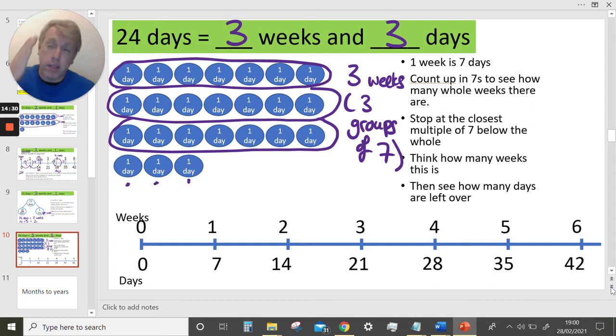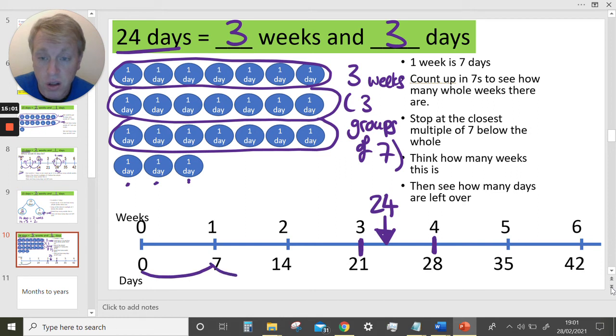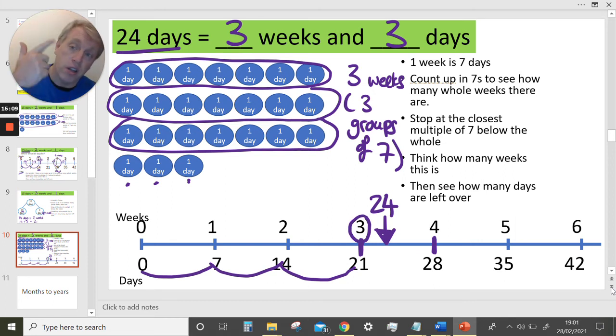If we'd thought about it, imagining a number line in our head, or maybe even writing a double-headed number line, that can be a good idea. Well, 24 days, where would we put 24 on this number line? Well, that's more than 21, less than 28, so we'll put it between 21 and 28, and that helps us to see that it's 3 groups of 7, 3 weeks, and then from 21 we say 22, 23, 24.